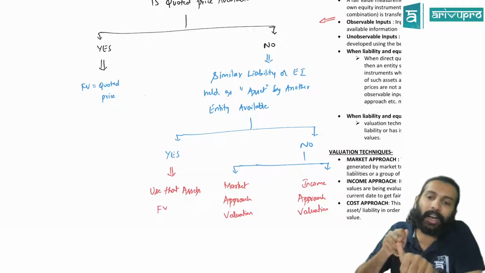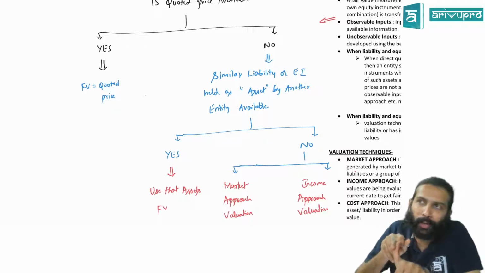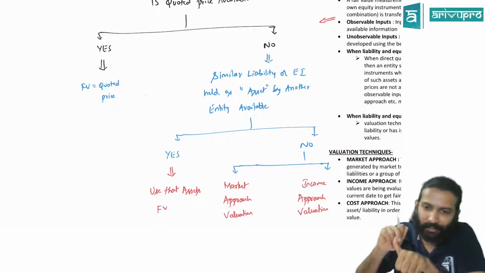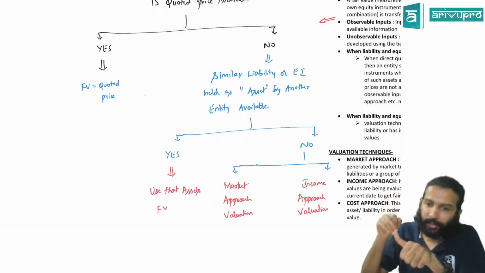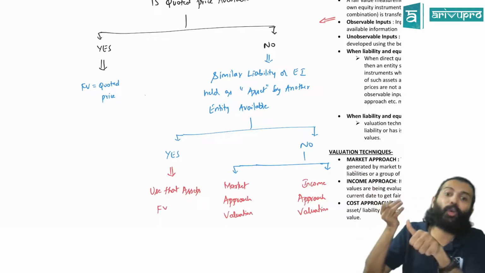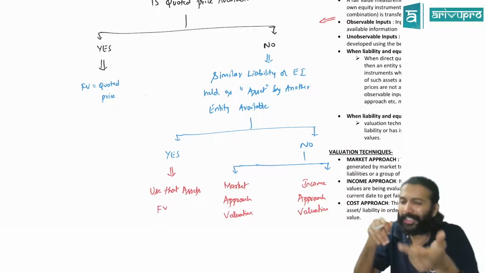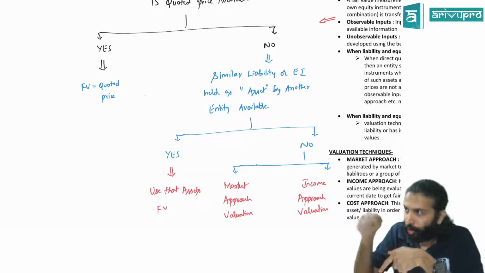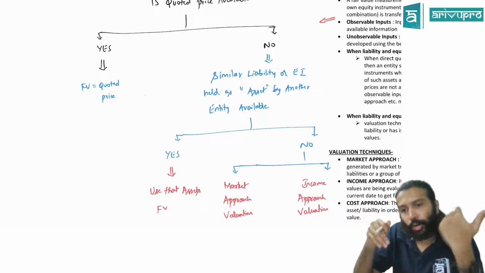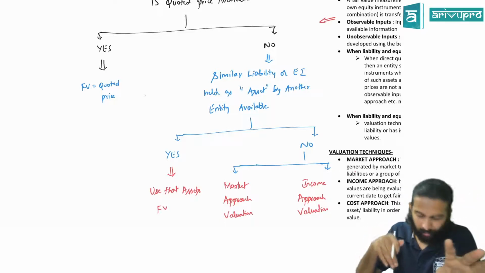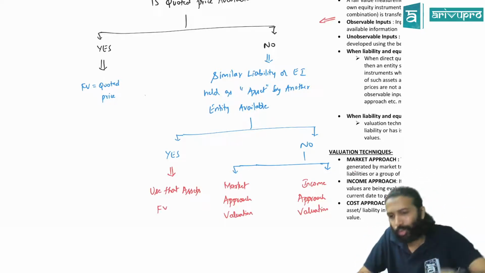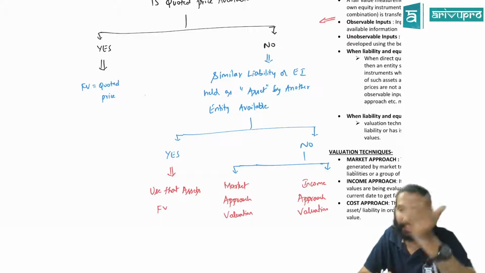Suppose Wipro is an unlisted company, then what will you do? You will check whether any similar companies are listed, that could be Infosys. If that is listed, you can take that, but you may not apply it completely. You may have to do some adjustments. If that is also not available, your company is not listed and you don't have a similar company listed, then you have to find out its value using valuation techniques.